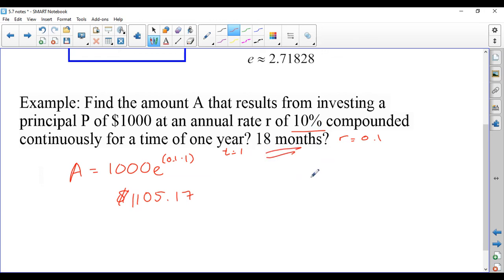Same problem, but we want to find 18 months. Just remember that t has to be in years. So when I plug this in, my exponent is the rate times the number of years. 18 months is 1.5 years. And then I would put that in my calculator and I get 1181.63.